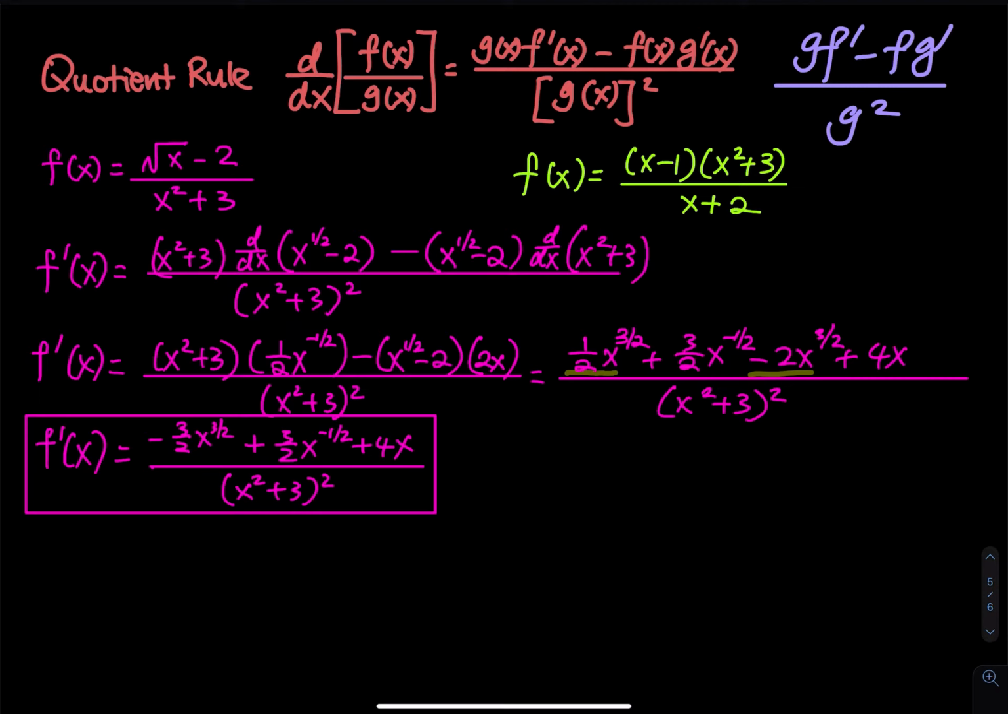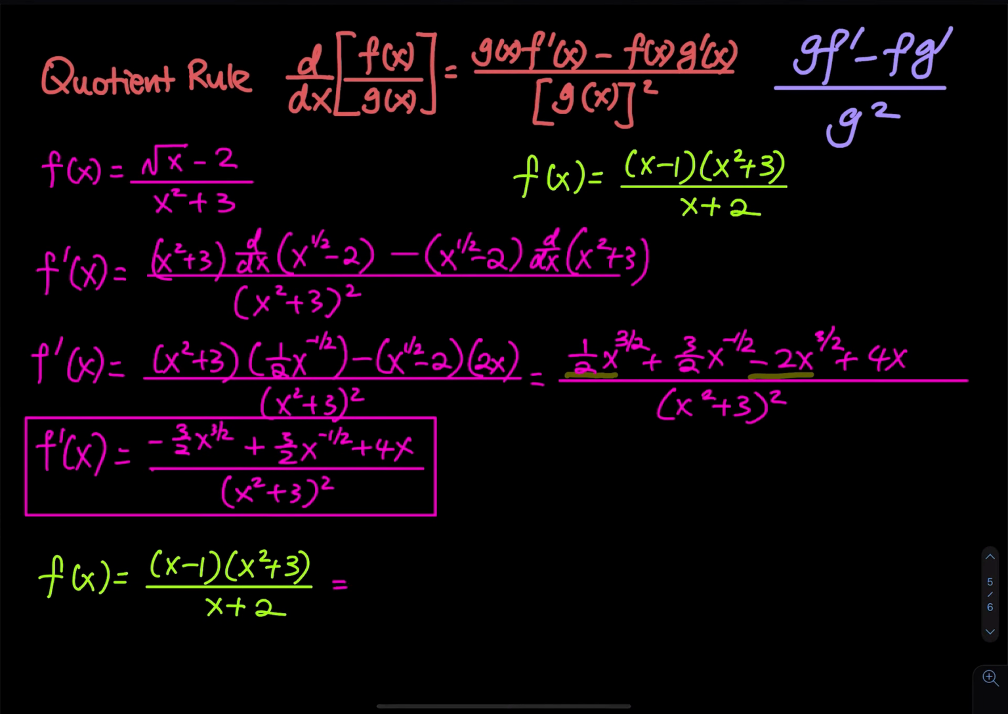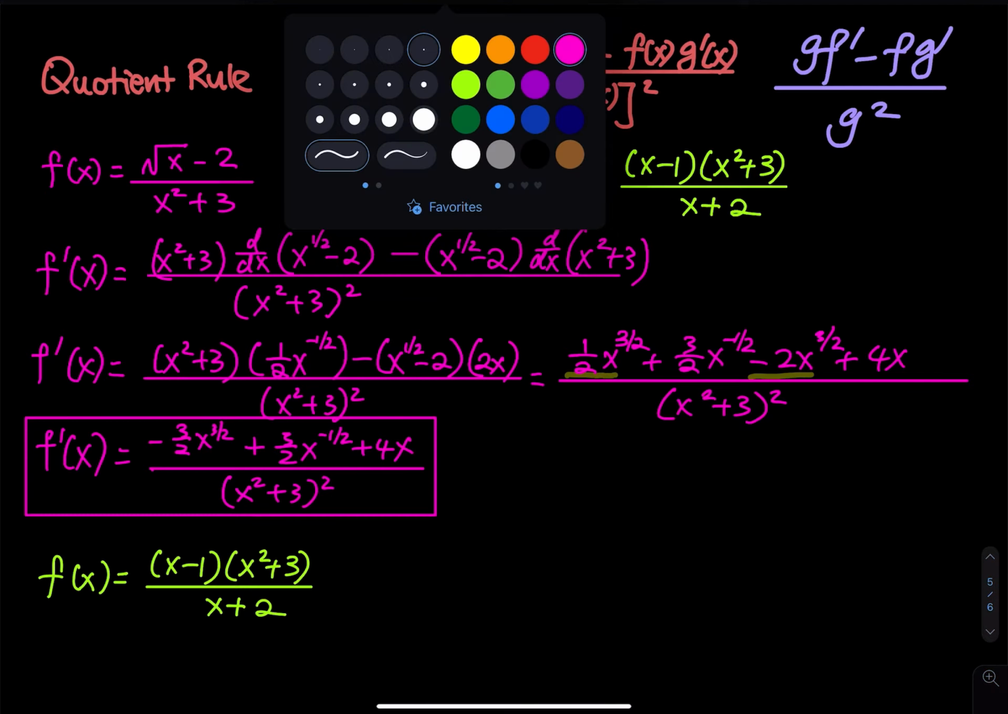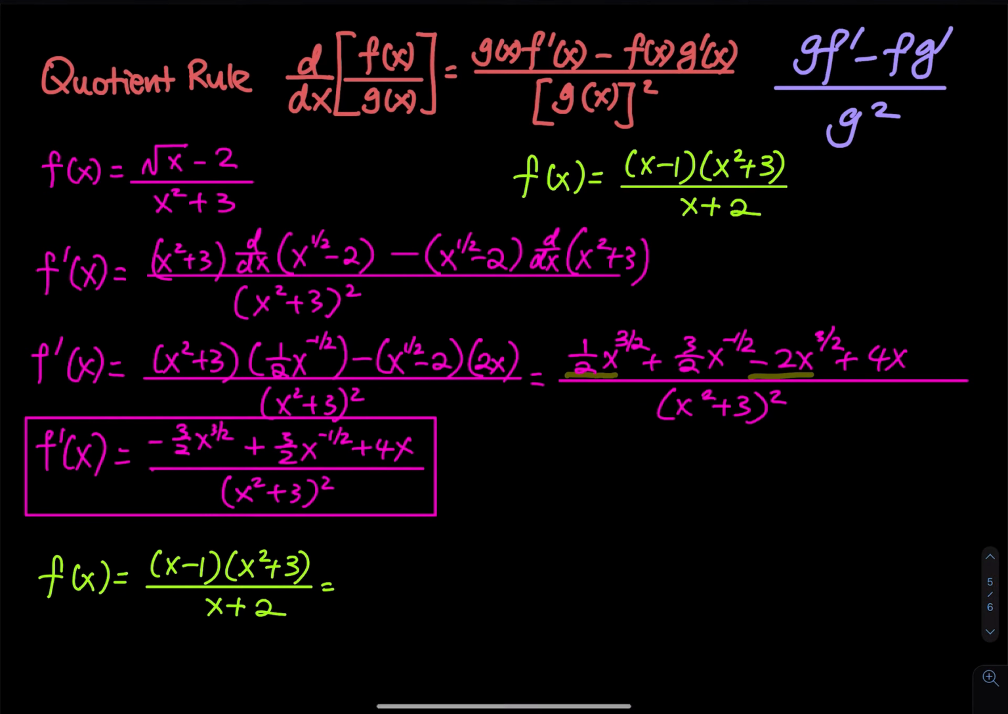So f of x, okay, this one, just copy, paste. All right, paste that over here. So let's multiply the top, match the color. So x times x is x to the third, and then plus 3x minus x squared minus 3. That way I don't need to do a product rule inside a quotient rule, over x plus 2. And now you can take the derivative.